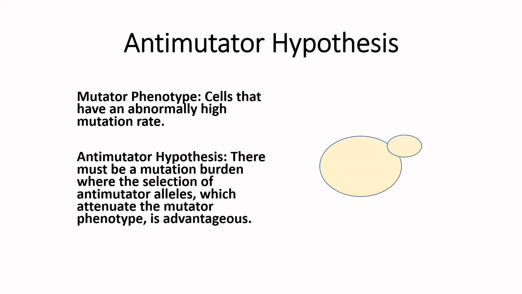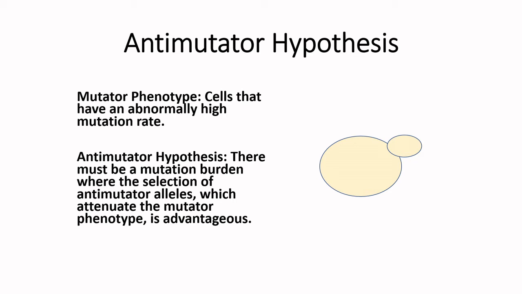And so the anti-mutator hypothesis states there must be a mutation burden where the selection of anti-mutator alleles, or alleles that attenuate or stop the mutator phenotype, is advantageous. Because otherwise, the only other possibility is that we see error-induced extinction. And so this really becomes the best and only choice that we have for mutations.